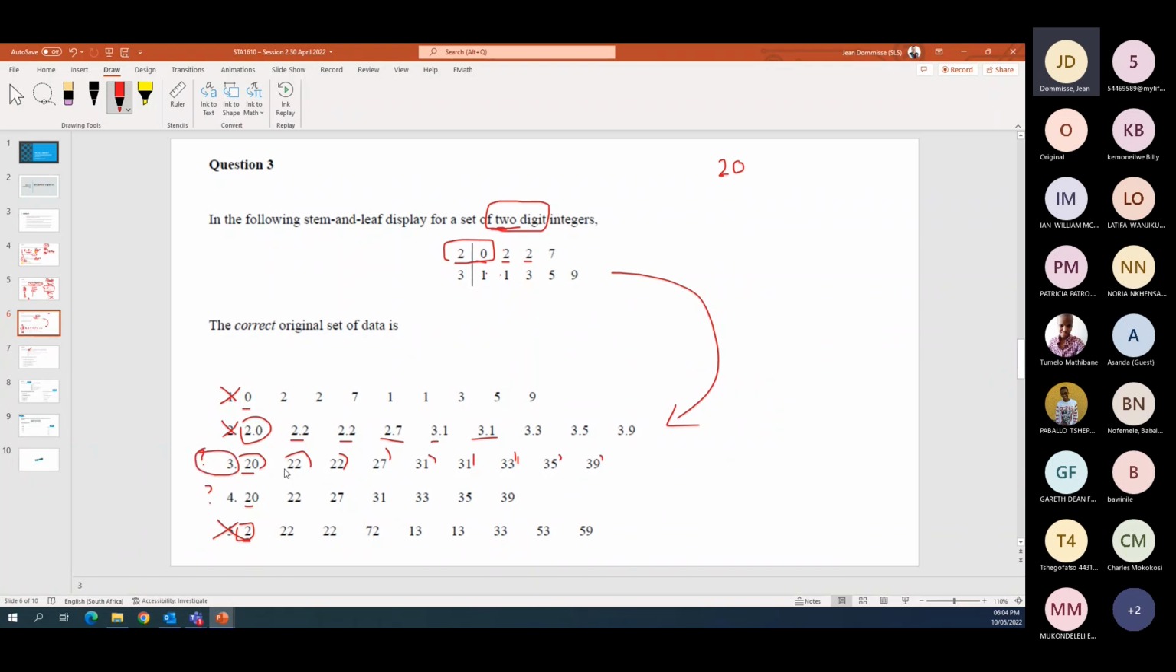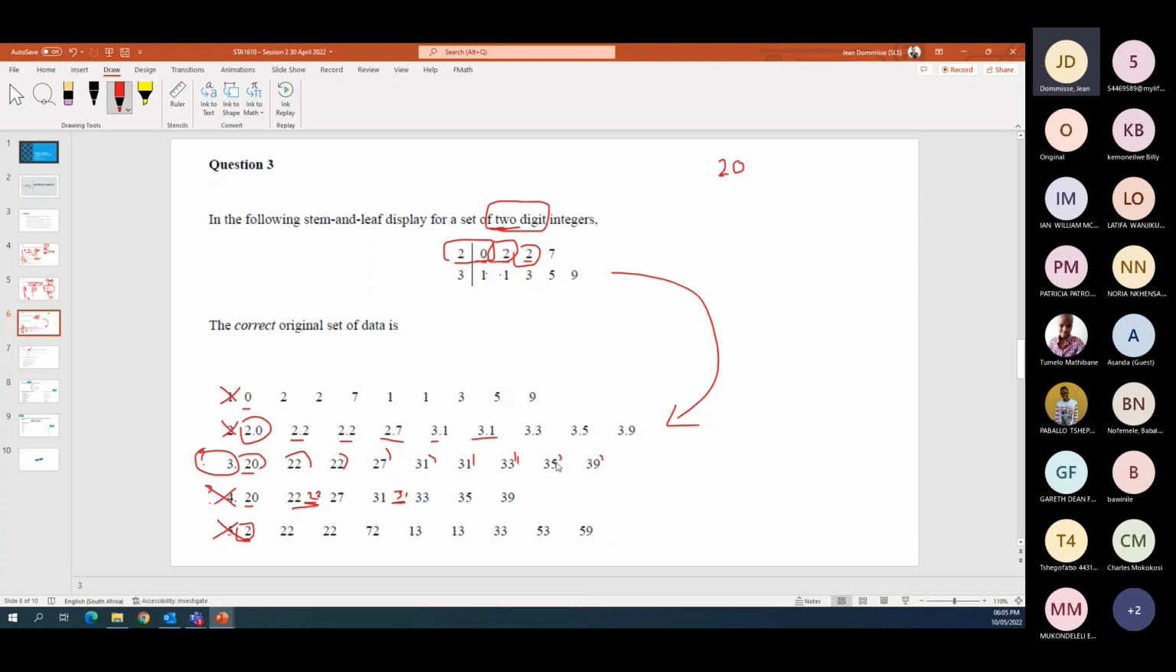What's the difference between option 3 and 4 is the 22 that was a duplicate here, they didn't show. So there should have been a 22, and they also didn't show the second 31. When you run through the data, it is very easy to make the mistake of saying 20, 22, 27, and forgetting that there is twice the 22 and twice the 31. That is why option 4 was also incorrect.